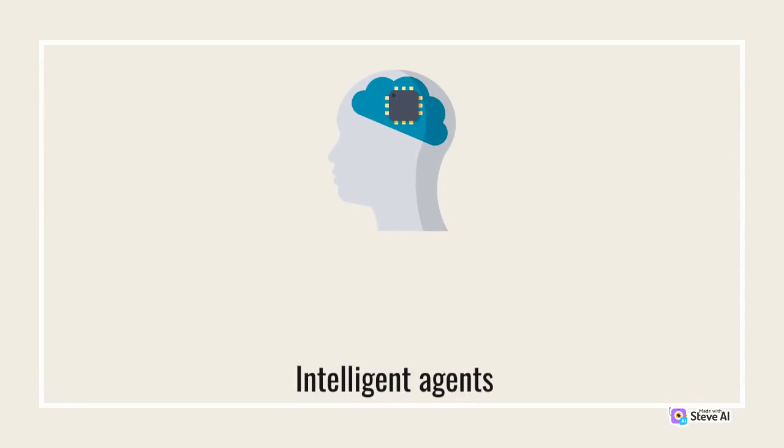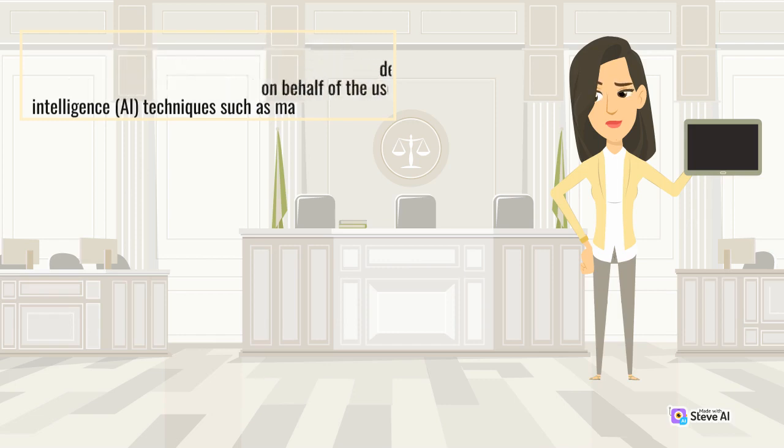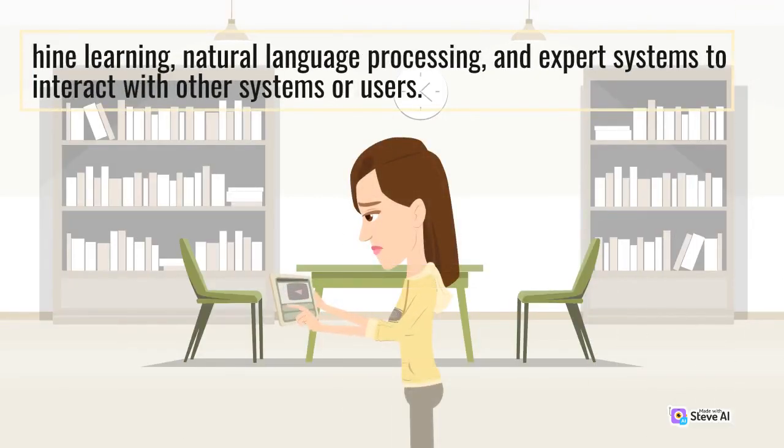Intelligent agents. An intelligent agent is a software entity that is designed to perform specific tasks or make decisions on behalf of the user. Intelligent agents use artificial intelligence, AI, techniques such as machine learning, natural language processing, and expert systems to interact with other systems or users.